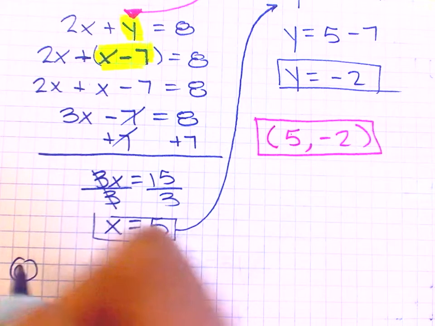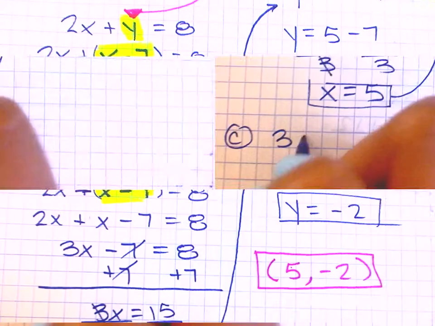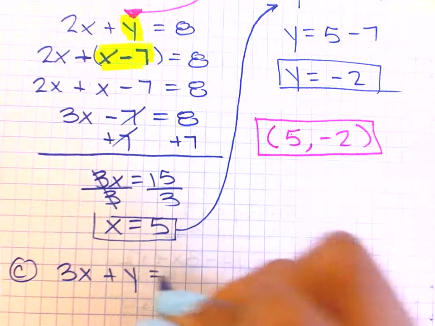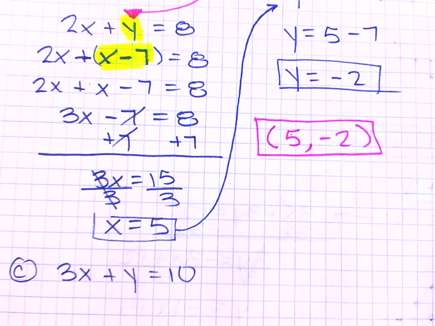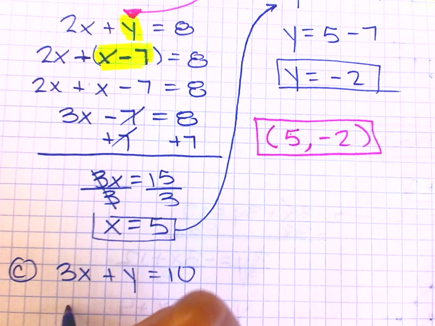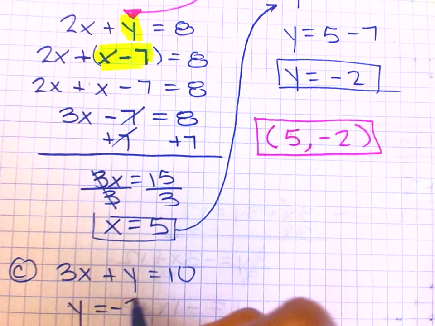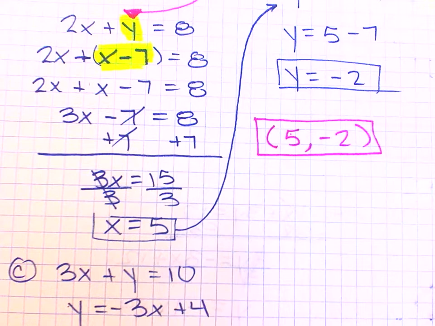All right, example C. Bear with me because I want to show you every single type of problem so you have one to refer back to when you do your homework. There's a method to the madness. You must do it. I know. 3x plus y equals 10. Second equation is y equals negative 3x plus 4.